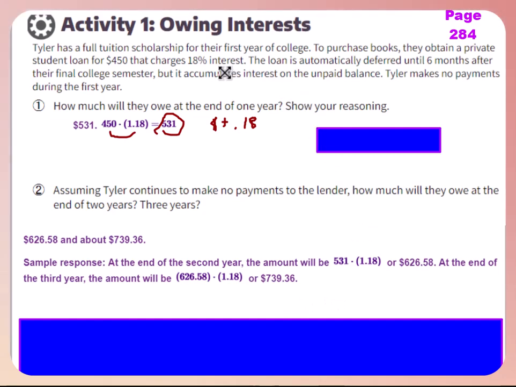Just need to remember, when we're charging interest, we're adding on. So we need to take that 18%, write it as 0.18, add it to 1, and then multiply that to the starting amount of 450.